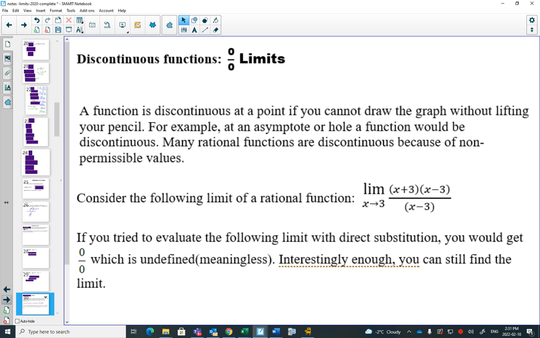So we have to look at discontinuous functions. And we're going to call this first set of limits 0 over 0 limits. In other words, when you try to plug in the number, you get 0 in your numerator and 0 in your denominator. And if you go to your calculator and try to do 0 divided by 0, it is not very happy with you.